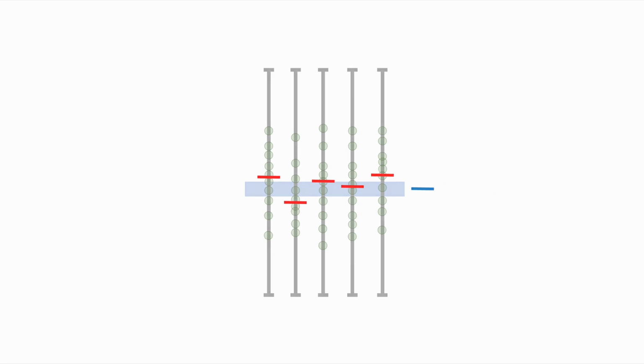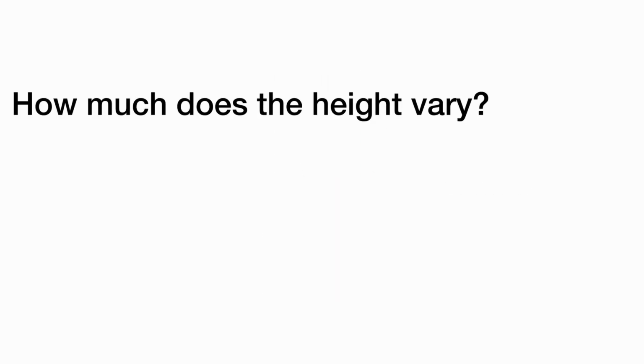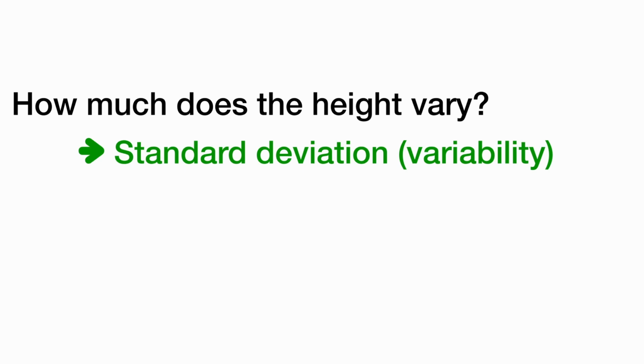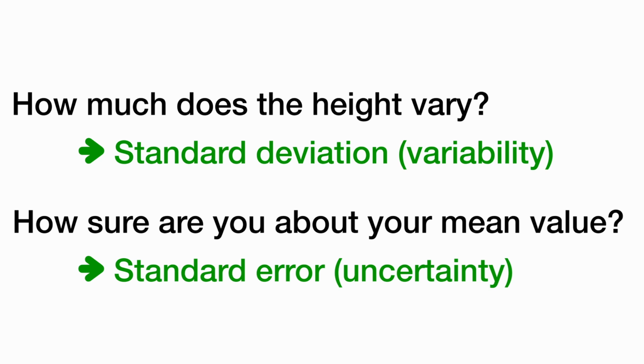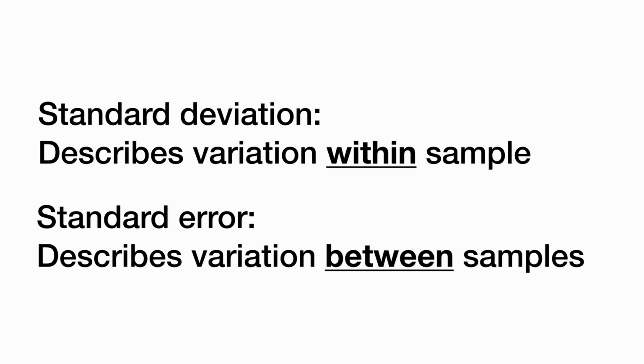If someone asks you, how much does the height of people vary? Then you can show them the standard deviation. If someone asks instead, how sure are you that your mean value is representative for the whole population of adults on this planet? Then you can show them the standard error. Another way of memorizing this is the standard deviation describes the variation within your sample. That's variability. The standard error describes the variation between samples. That's the uncertainty.